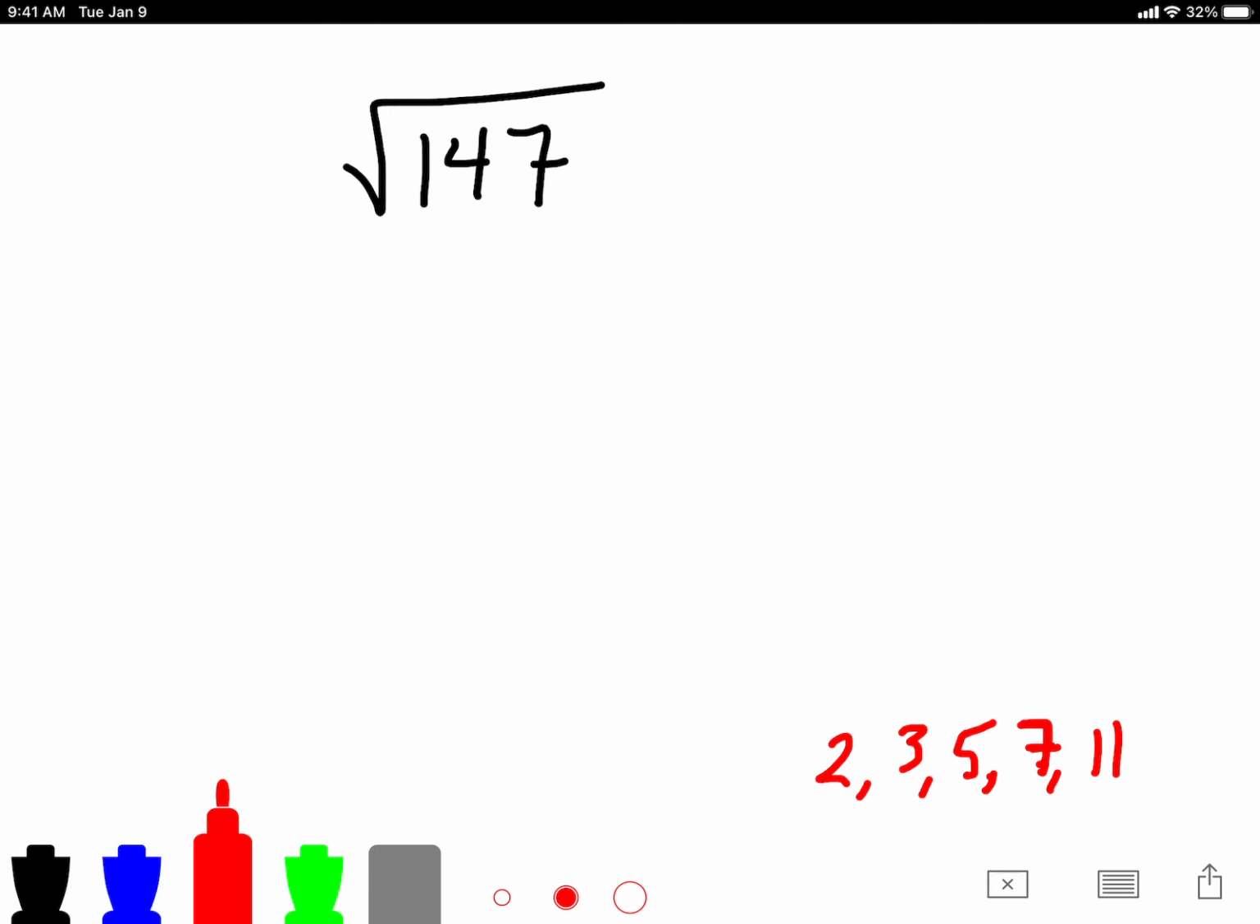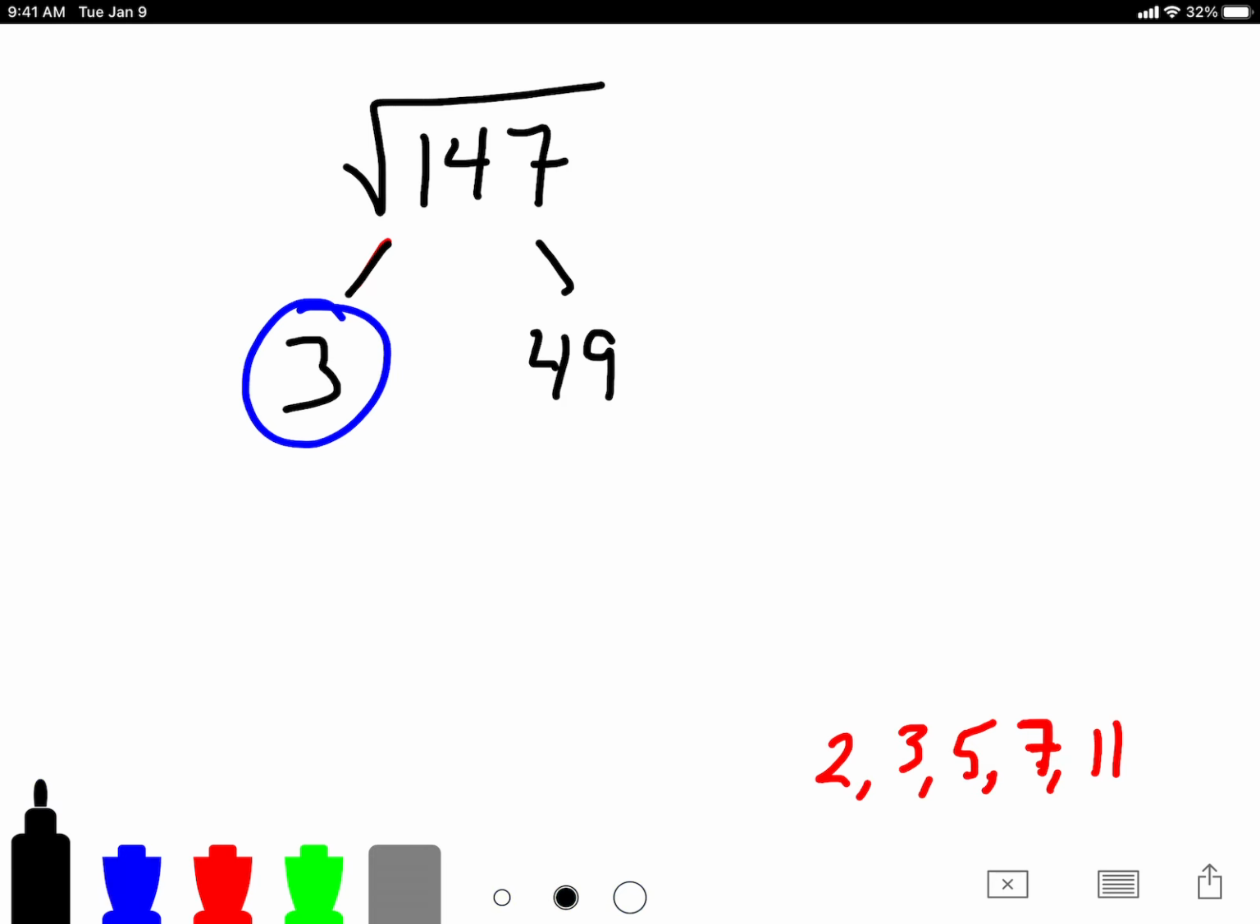Let me try by 3. So I'm going to get my calculator and I'm going to say, okay, 147 divided by 3. Does that give me a whole number? Lo and behold, it does. So if I break this down, 147 divided by 3 is 49. 3 is prime. I'm going to circle that so that I remember that it's prime.